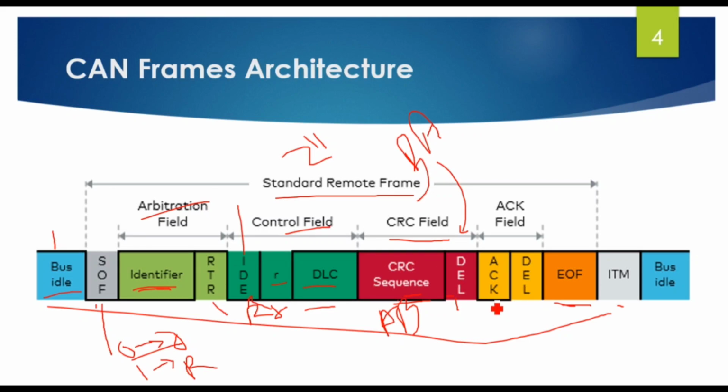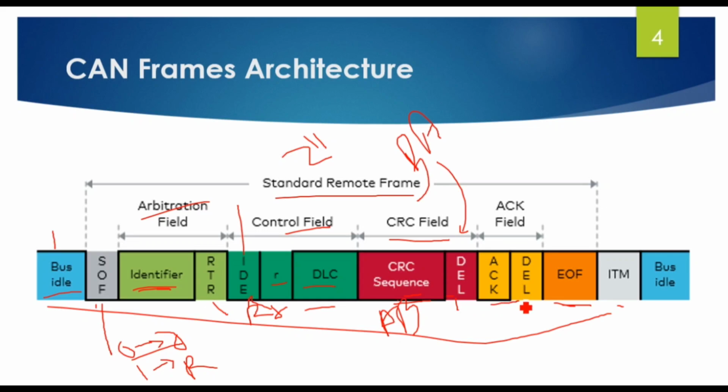Okay, then the next one is acknowledgement. The transmitting node puts a recessive bit in the acknowledgement slot. All receiving nodes, let's say B is a receiving node, that successfully received and validated the frame will override this bit with a dominant bit to acknowledge receipt. If the transmitting node, let's say A, doesn't see a dominant bit in this acknowledgement slot, it signals an acknowledgement error.